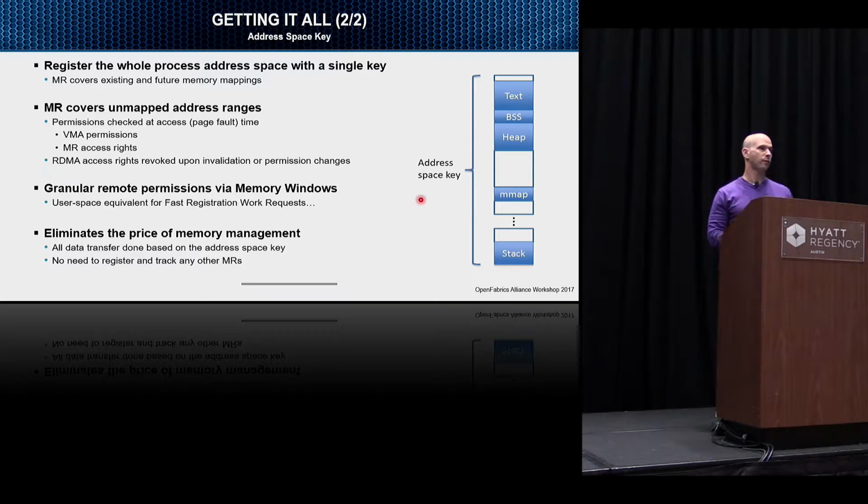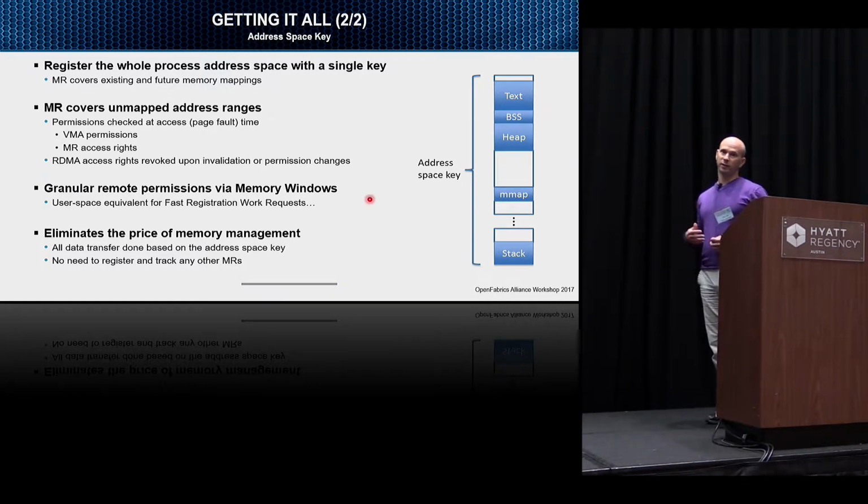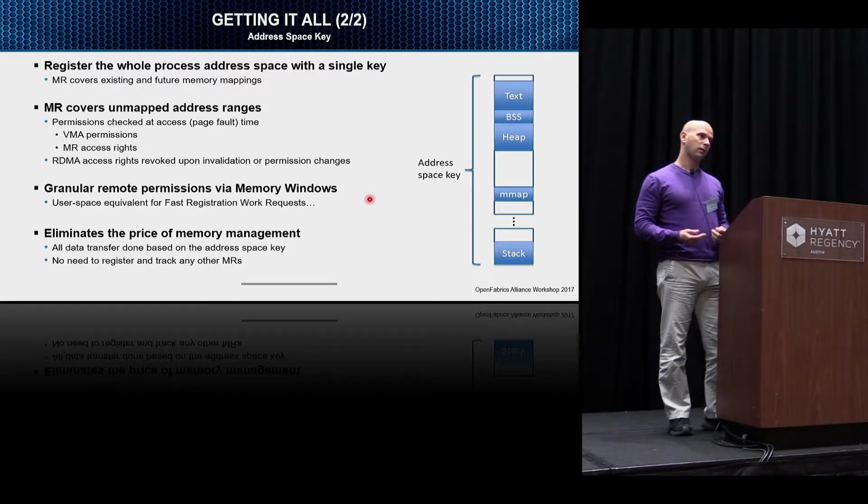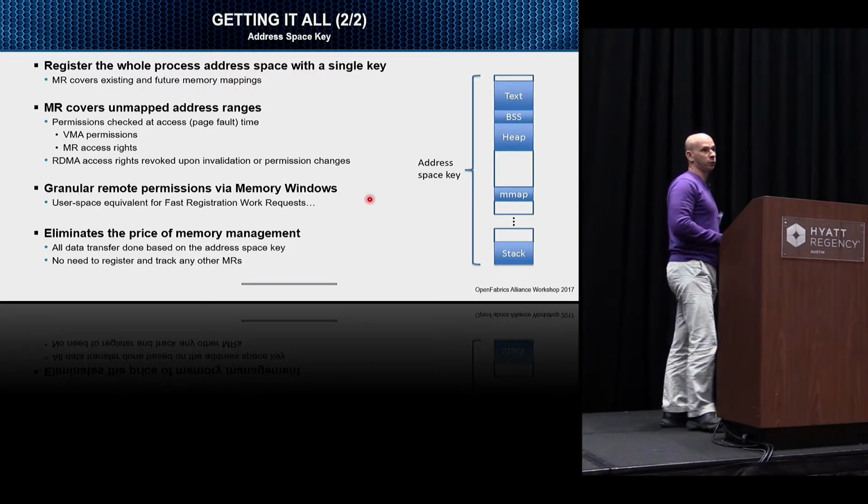They're a very lightweight mechanism. They're conducted directly to the hardware without any operating system. And in fact, they could be done on the same queue, and they fence the next work request that actually uses them. So essentially, when you're using the global address space key, memory windows in user space are the exact equivalent of fast registration work requests in the kernel.